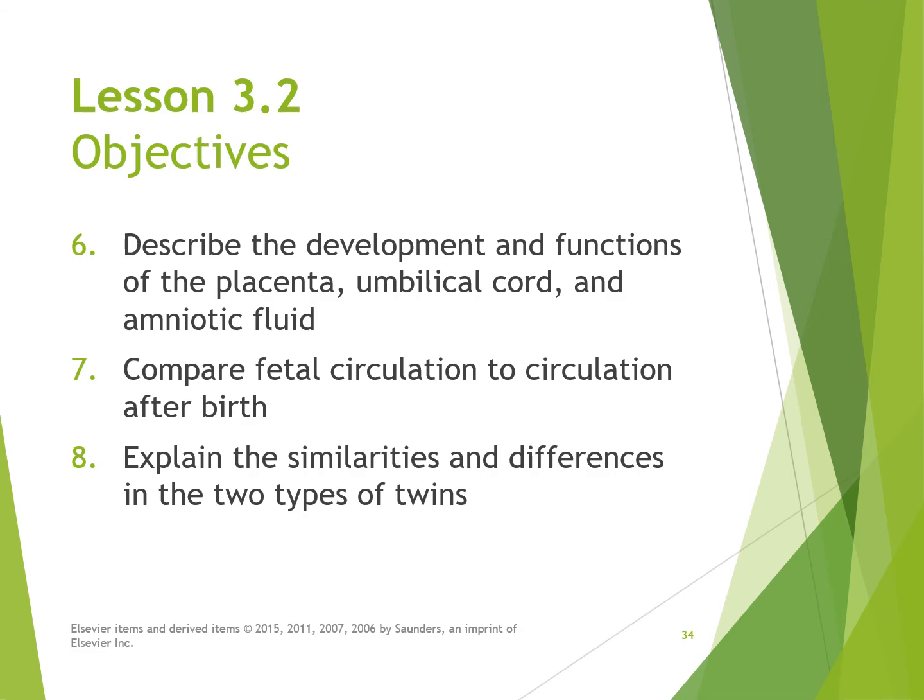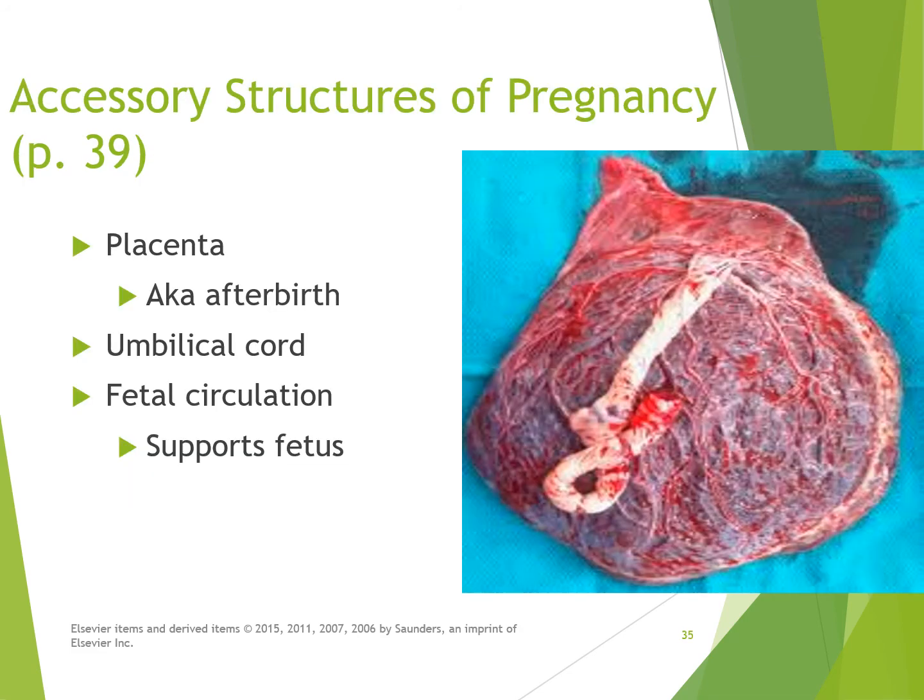Okay, so we're going to now talk about placenta, umbilical cords, and fetal circulation, and we're going to do multiple gestations. Okay, accessory structures of pregnancy. One of them is the placenta, also known as the afterbirth. The most important organ for pregnancy. This is what goes from mom to fetus. All goes through here. The umbilical cord goes from the placenta to the fetus, and fetal circulation, of course, that's what supports the fetus.